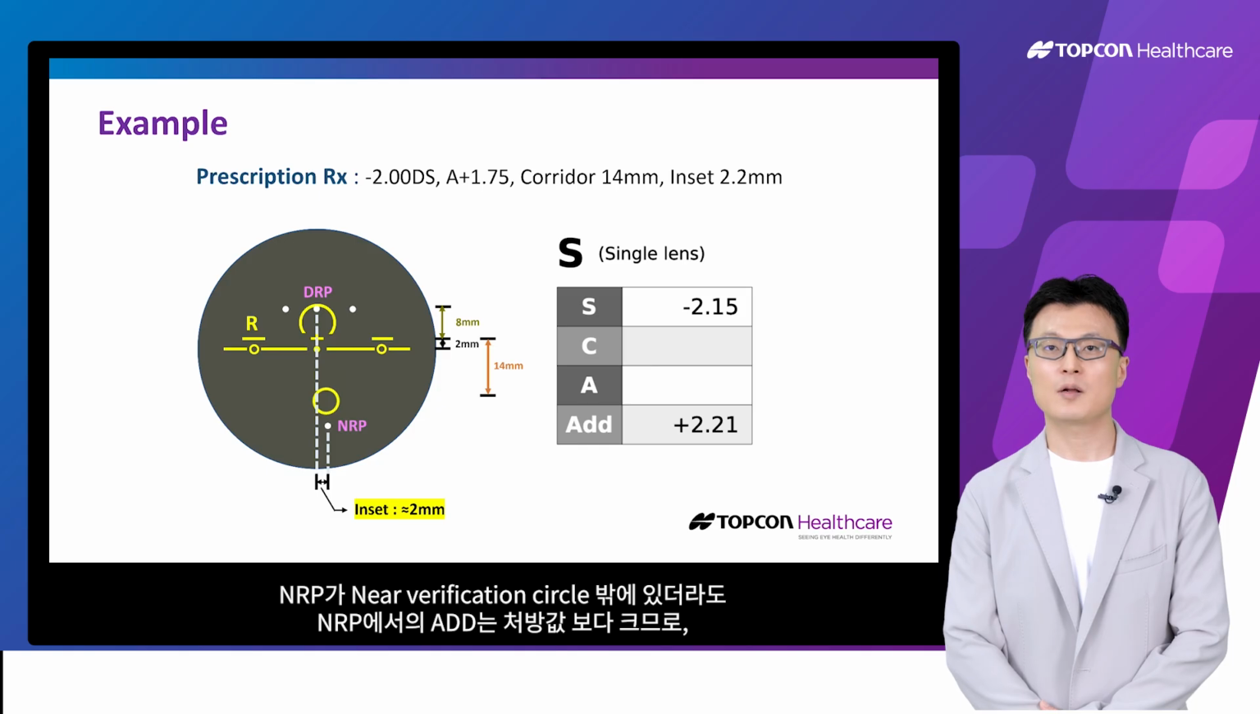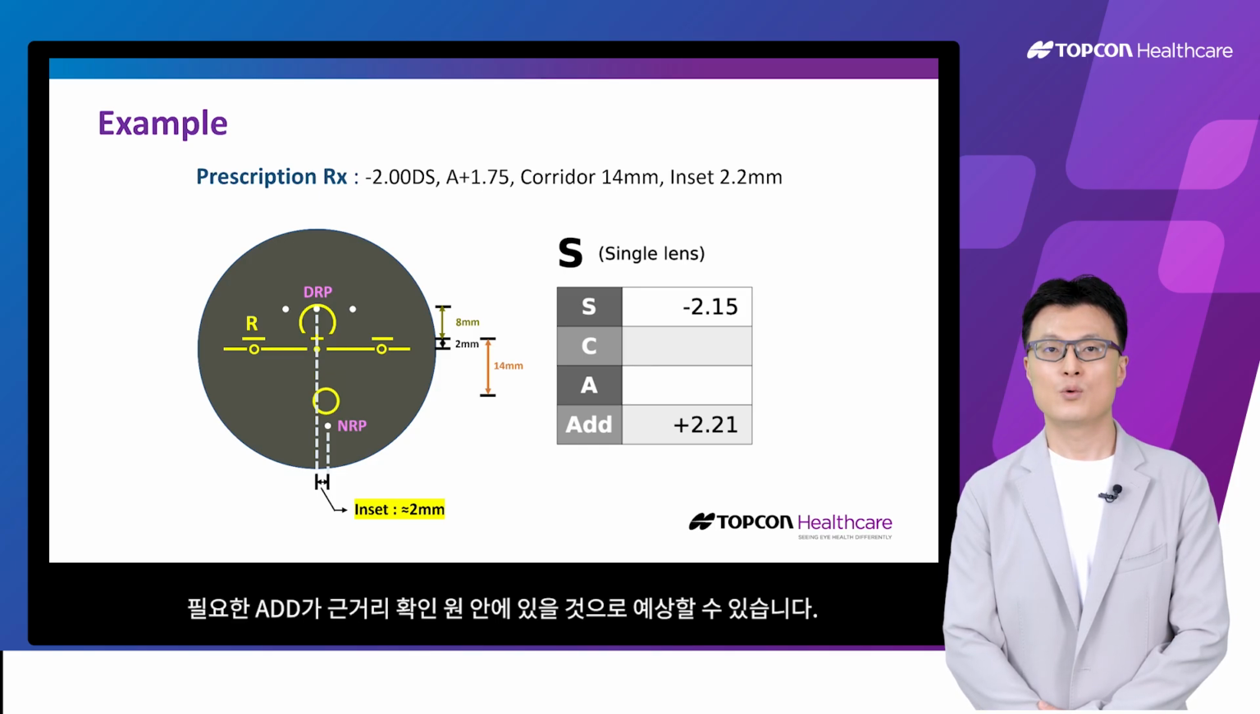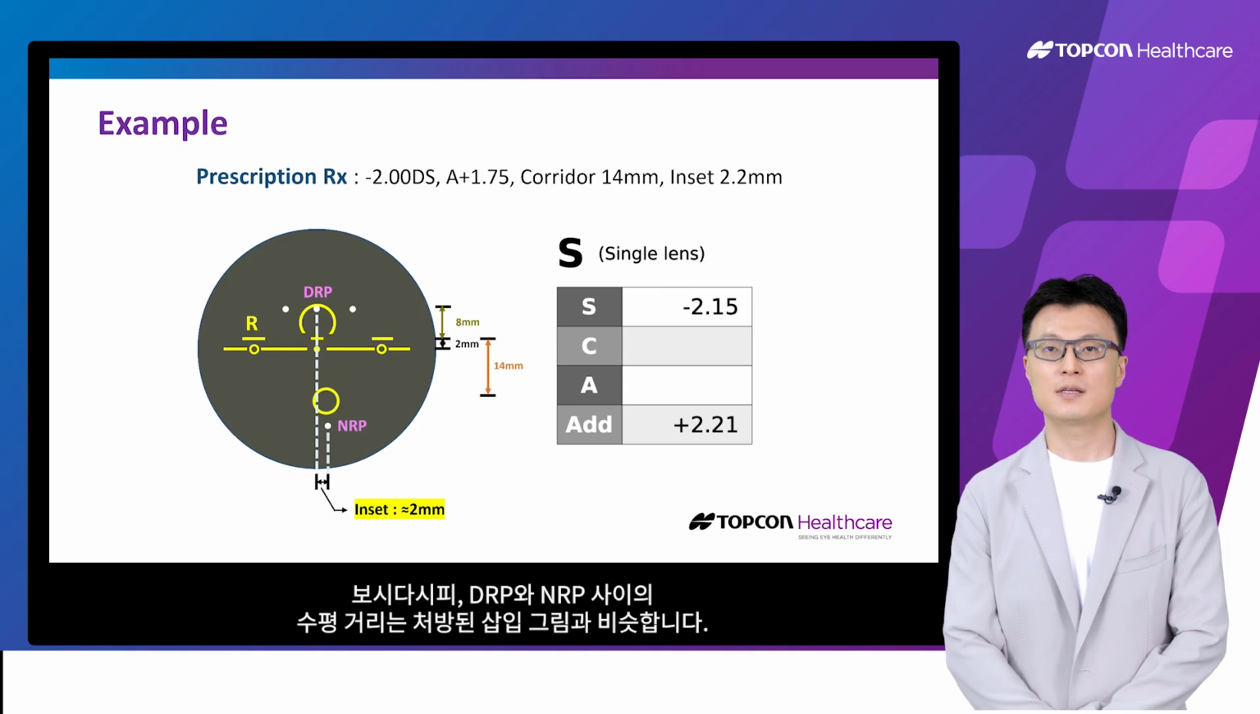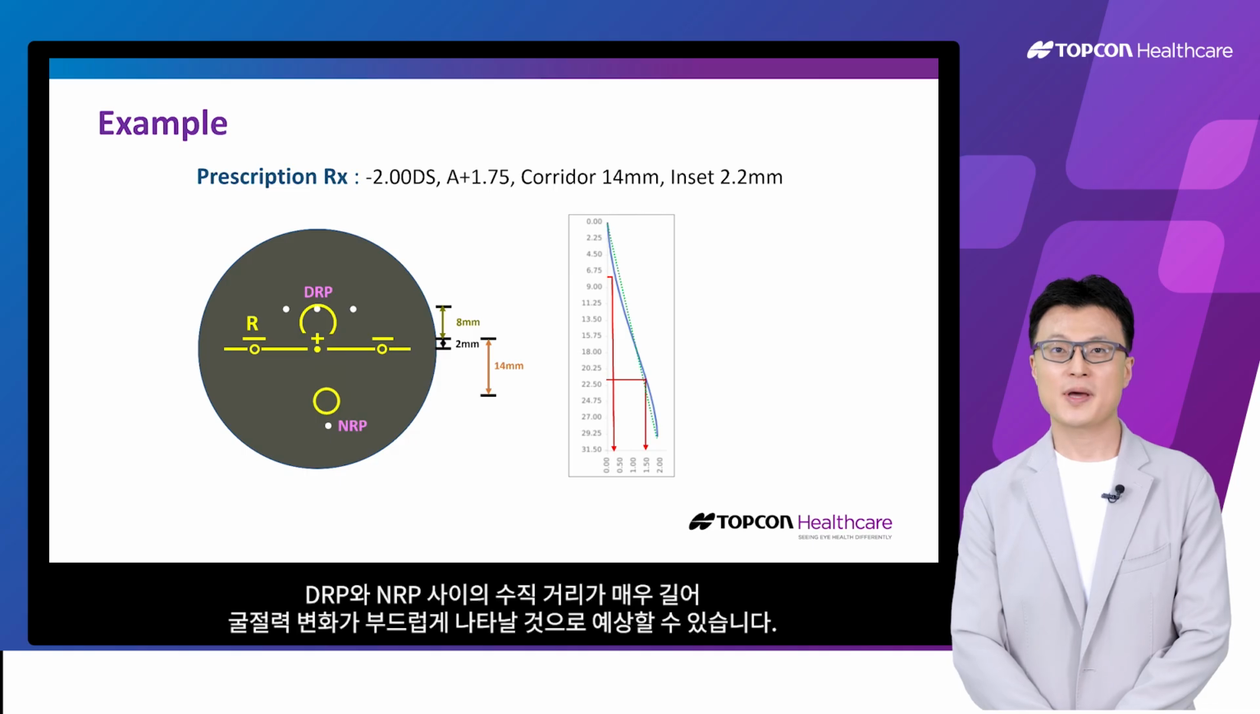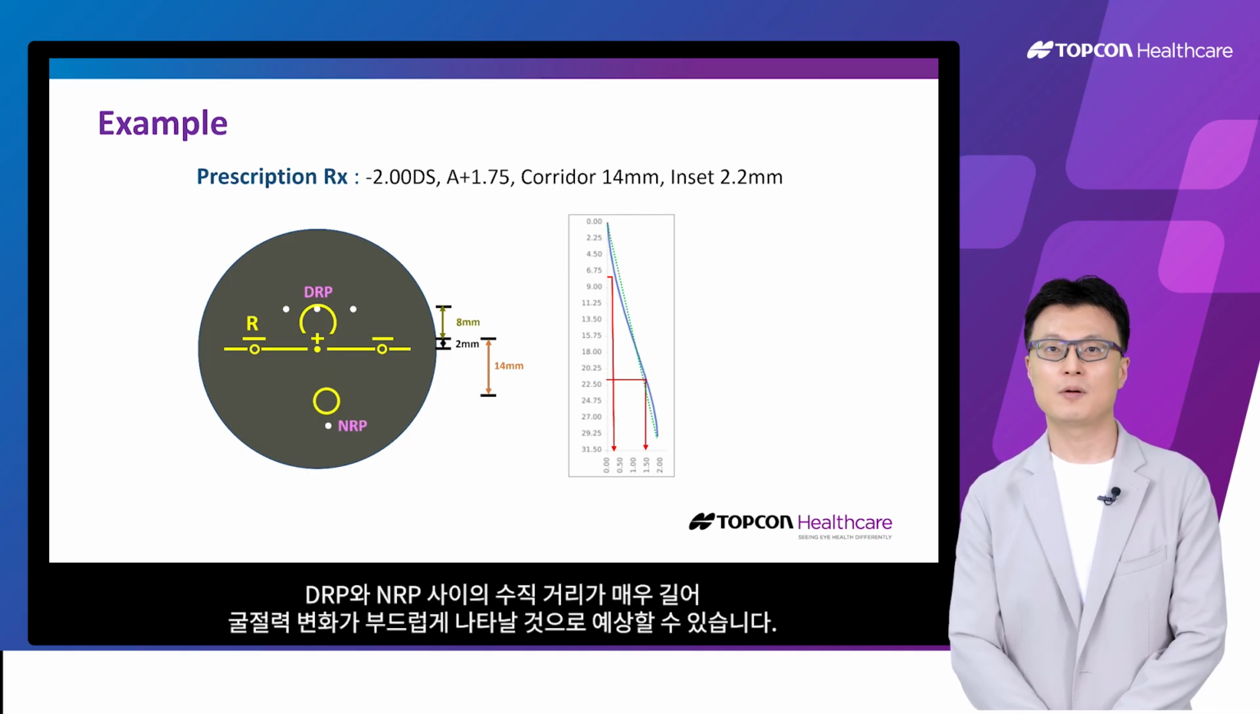Even though the NRP is outside the near verification circle, the add at the NRP is greater than the prescribed value. So, we can expect the required add to fall within the near verification circle. As you can see, the horizontal distance between the DRP and NRP is similar to the prescribed inset. You can expect a smooth change in refractive power because of the very long vertical distance between the DRP and NRP.